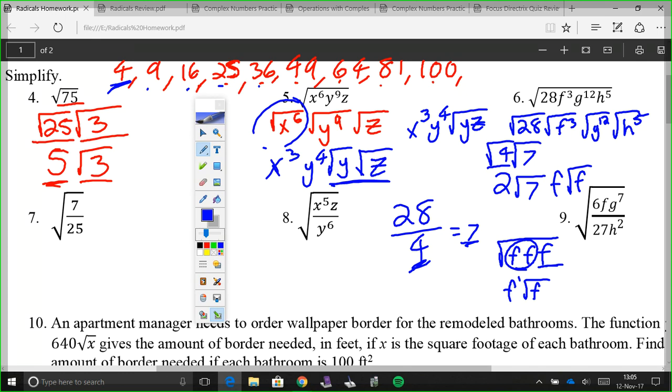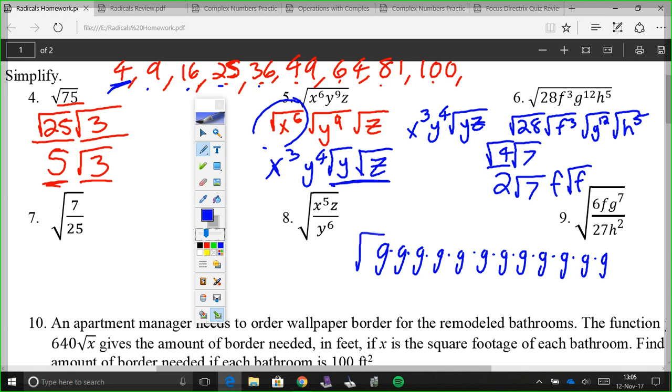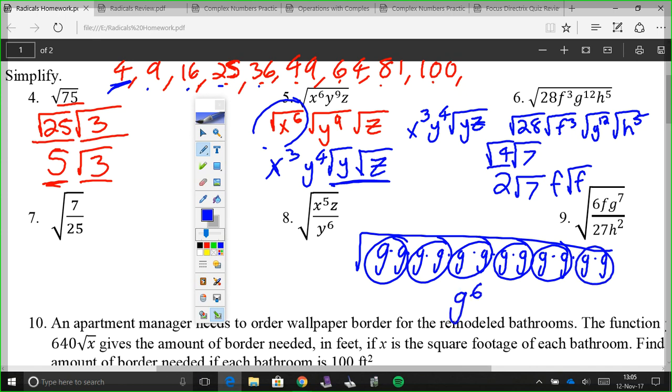Now g to the 12th, I'm going to need my eraser here so I can make some more space. G to the 12th, let's write out 12 g's. 1, 2, 3, 4, 5, 6, 7, 8, 9, 10, 11, 12. All right, I think that's 12, right? Yes. All right. So again, find all the pairs. So here's a pair, 2, there's another, there's another, another, there's another. All right, so how many did we get? 1, 6 pairs. So that's g to the 6th power. Are there any leftover g's? No, I used them all up. So this is just a plain old g to the 6th power.